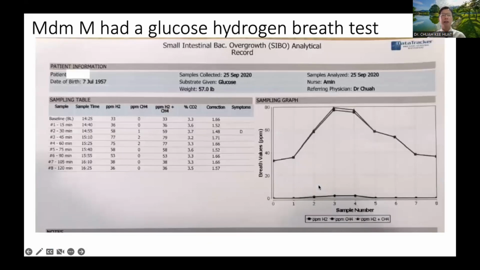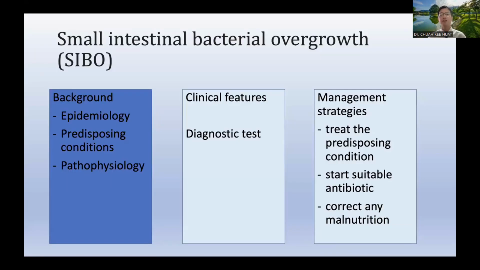Back to our case just now, Madam Ed had a glucose hydrogen breath test, which was shown to be positive. The baseline hydrogen level was 33 ppm. Then by 45 minutes, the hydrogen level had increased to 77. That's obviously an increment of more than 20 ppm from baseline. The methane level remained low at 1 to 2. So this patient is positive for hydrogen, indicating small intestinal bacterial overgrowth.